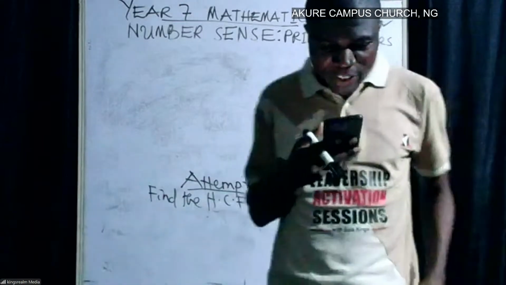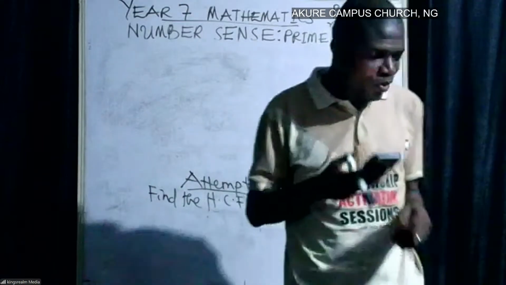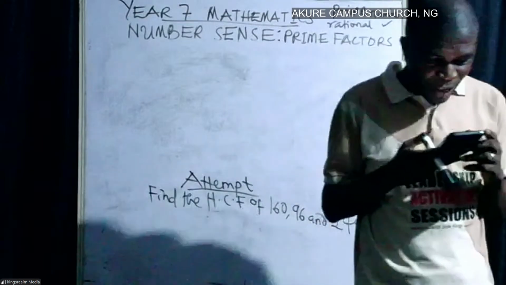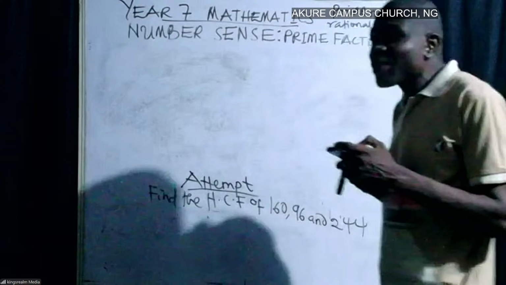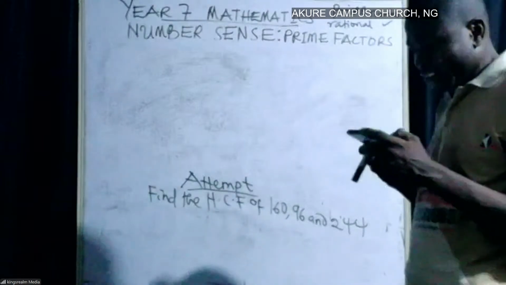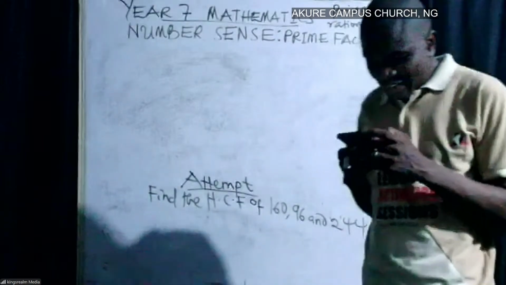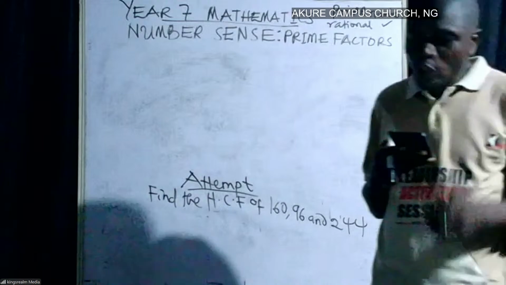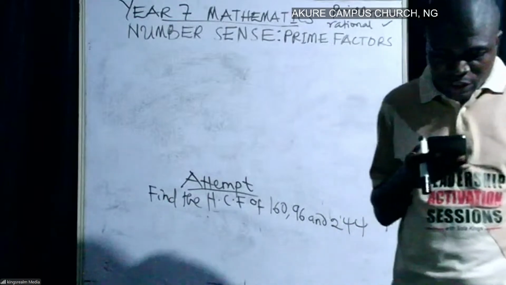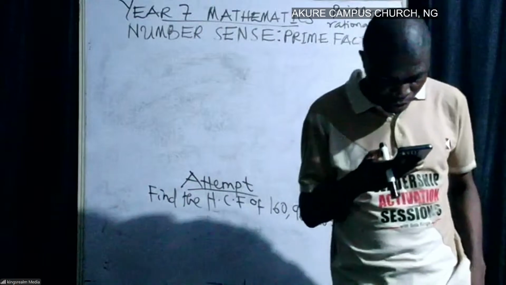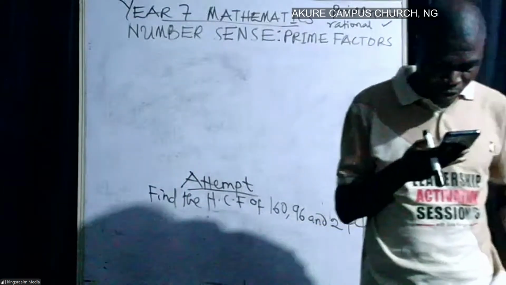It's over 5 minutes, and I'm yet to see your workings. So don't tell me this is difficult. It's not difficult. You need to know your multiplication table very well and your divisions to be able to do this.